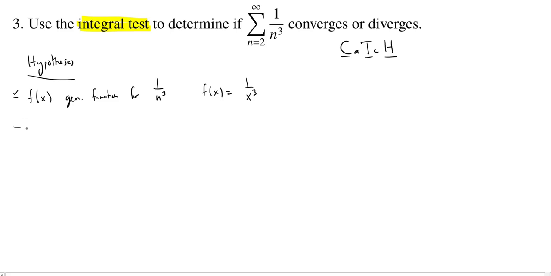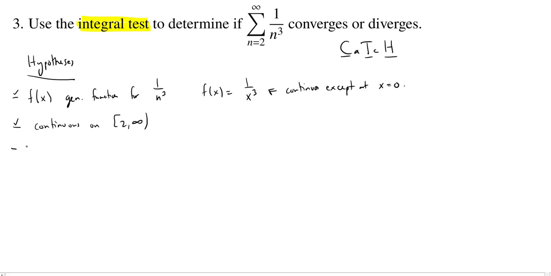Check. Next hypothesis, it needs to be a continuous generating function, at least on the interval that we're summing over. So it needs to be continuous on 2 to infinity. Sure it is. f of x equals 1 over x cubed is a rational function. This is continuous everywhere except at x equals 0, which is not in this domain. So check, we have continuity.